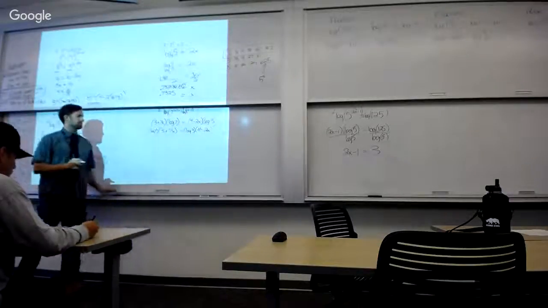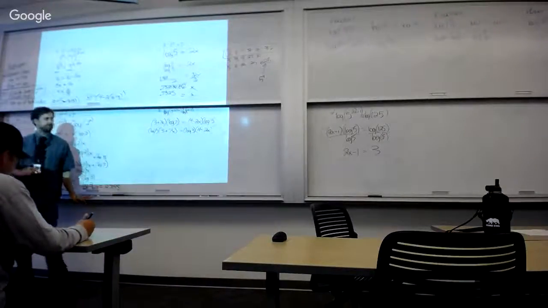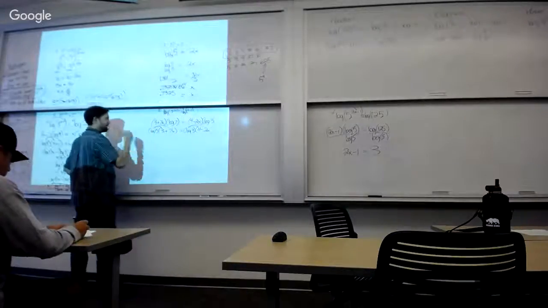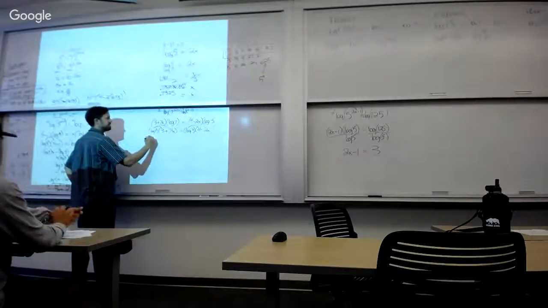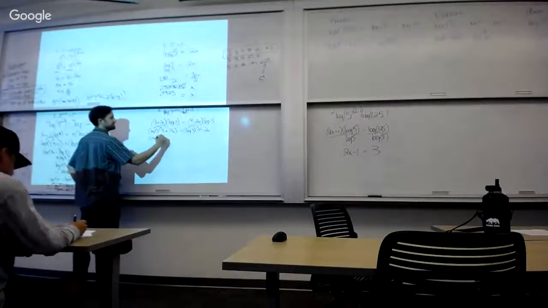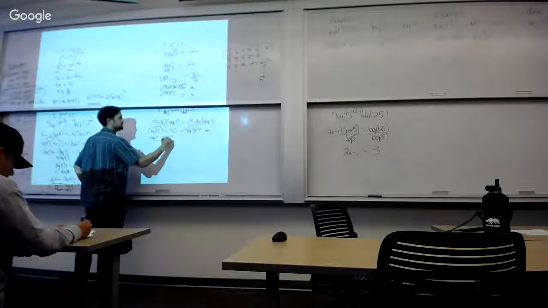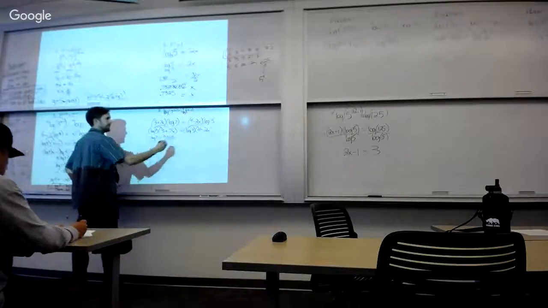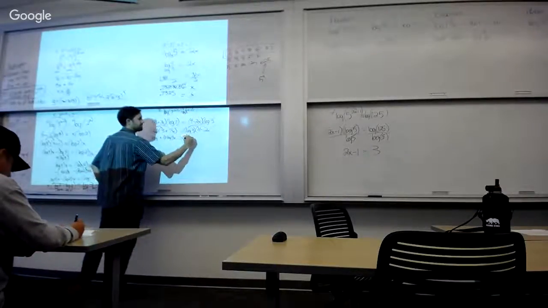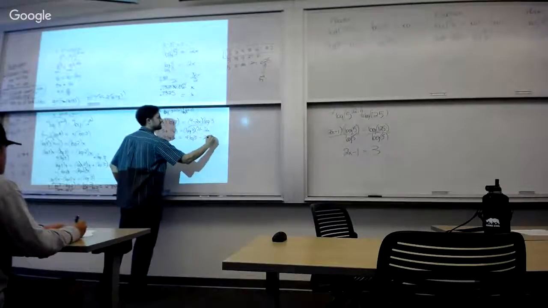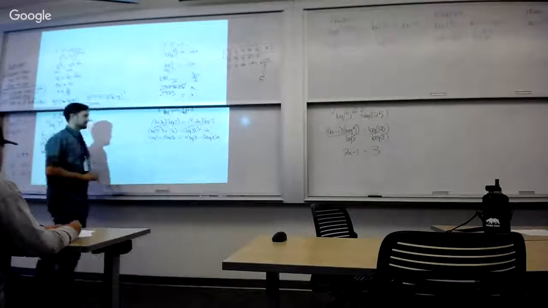And now we get to do a lot of distribution. So we distribute the log 7 in, we distribute the log 3 in, and what do we get? We have 3 log 7 plus 7 log 7 x. And over here we have 4 log 3 minus 2 log 3 x.